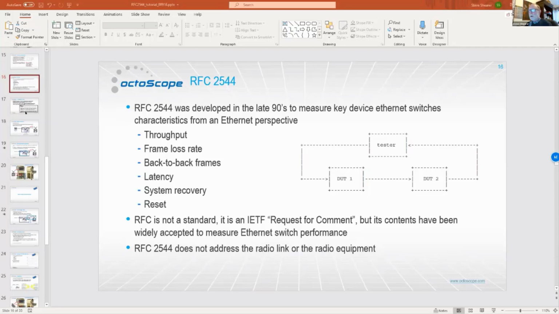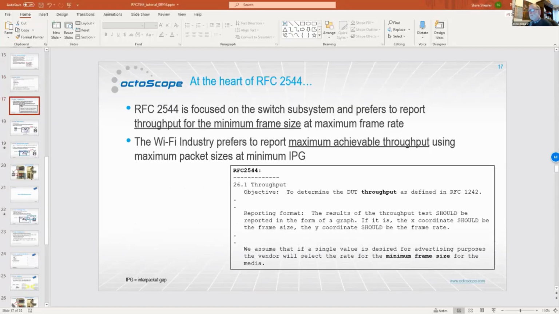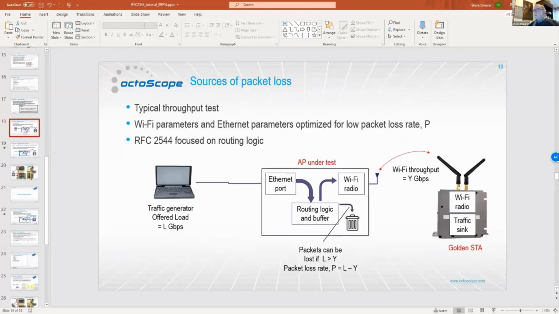And this is the reason why these standards evolve. So as we mentioned, 2544 is focused on the switch subsystem. Really, to hammer that hard, one tends to look at throughput for minimum frame size. When we start looking at Wi-Fi, in the Wi-Fi community, we prefer to report maximum achievable throughput, and very often this is done with large packet sizes, and we all know about aggregated MPDUs and all of these kinds of things. So there's a kind of nuanced difference in there.